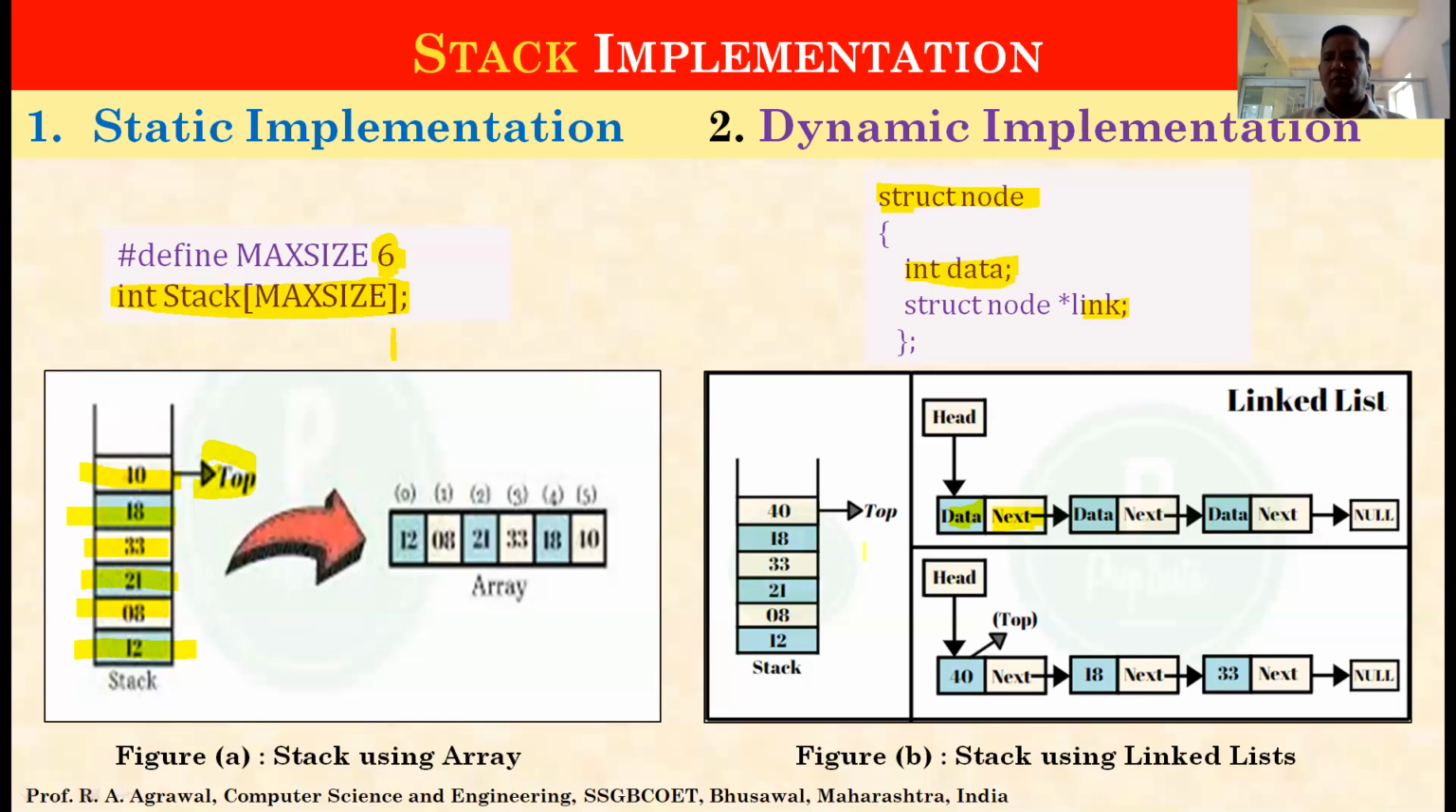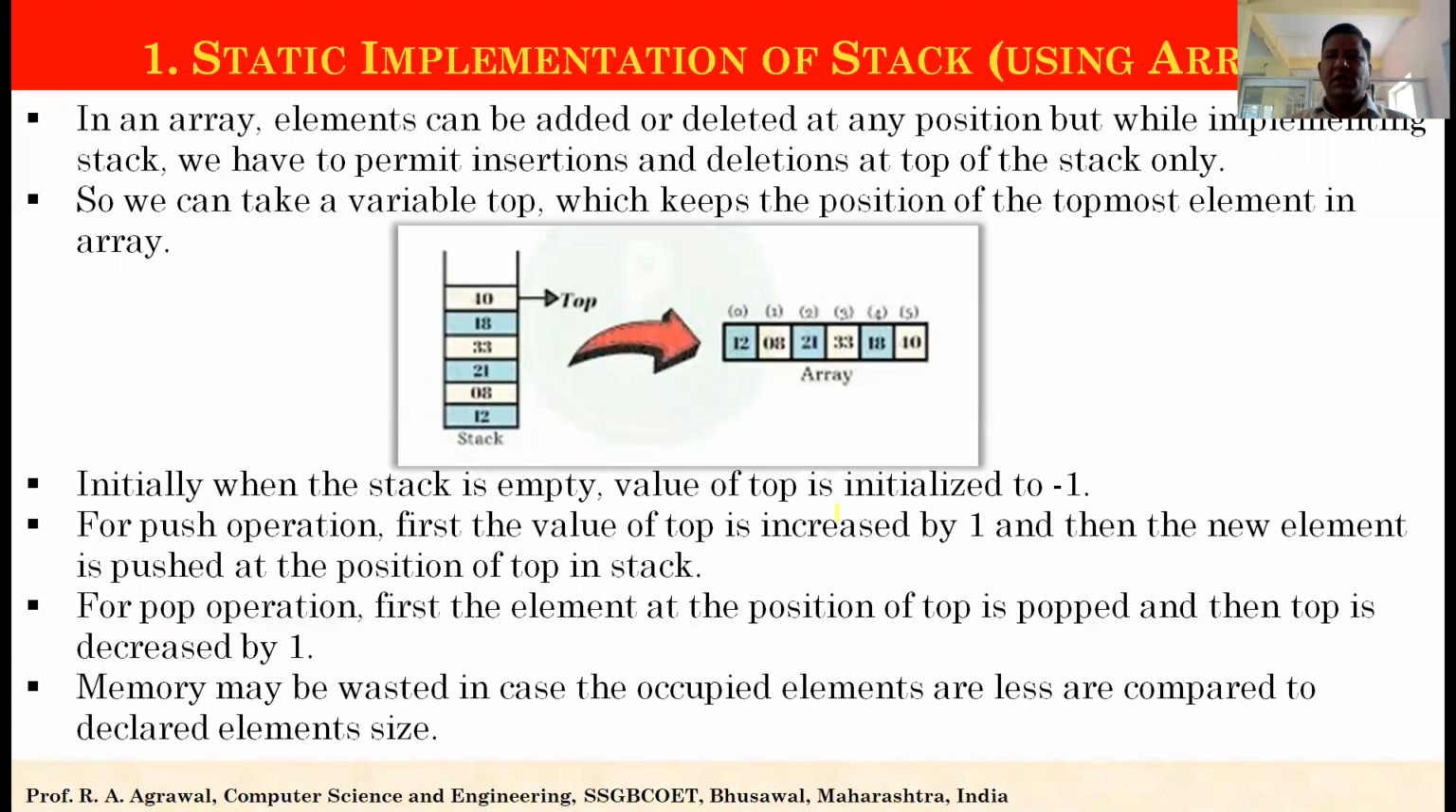The main objective of implementing stack using dynamic implementation, that is linked list, is that less amount of memory will be wasted. How much memory is required, that much amount of memory will be allocated during runtime itself. In static implementation, memory will be allocated at compile time. In dynamic implementation, memory will be allocated during runtime. This is the important difference between static implementation and dynamic implementation.